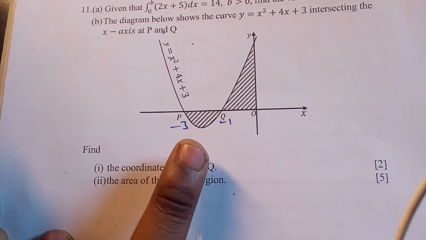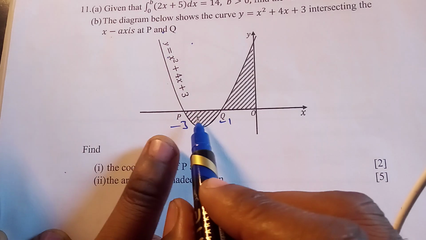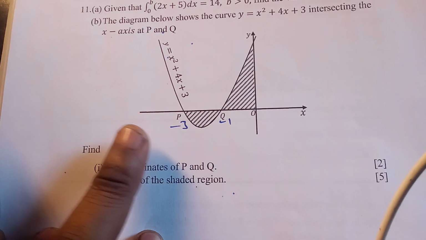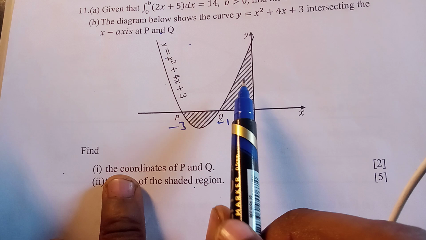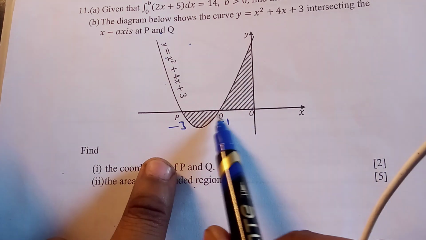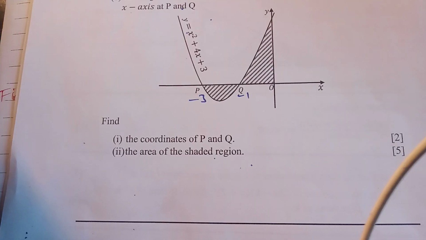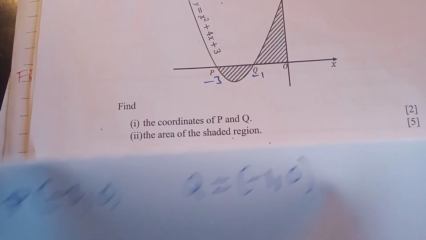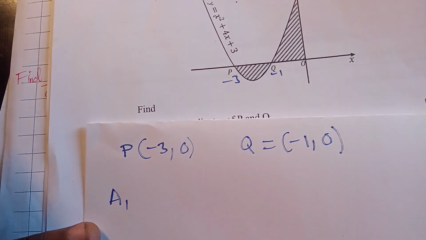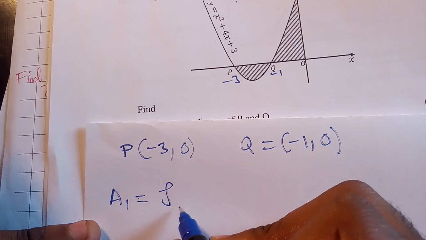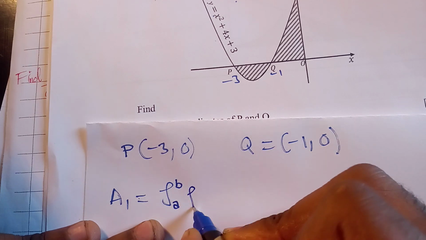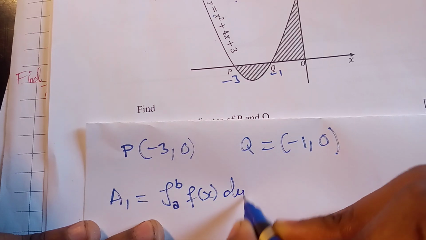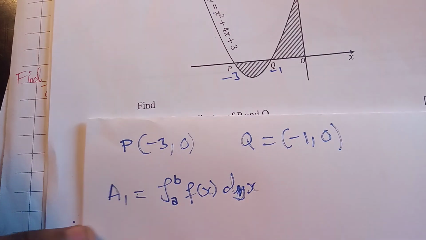But for me, I would rather you just use the modulus signs, and then you get the negative sign and change it to a positive number. And then you can find this one alone on its own, since it has different limits of integration. So let's do that. I'll start with this one here downstairs. Let's call it area 1. So area 1 will be the integral from a to b of f of x with respect to x.